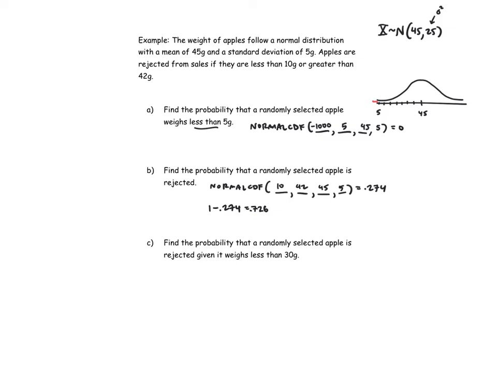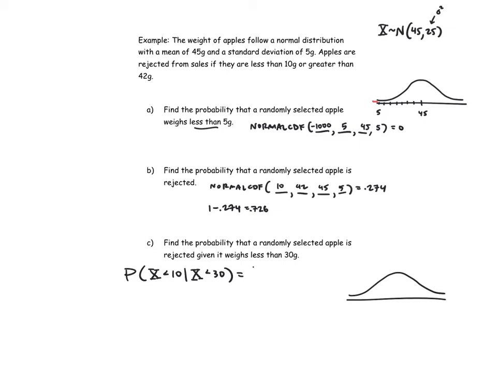Now we got a little conditional probability in part C. It says find the probability a randomly selected apple is rejected given it weighs less than 30 grams. Okay, so now what I want to think about is, the probability in this case that X is rejected. Oh, no, when is it rejected? Yes, less than 10 given that X is less than 30.